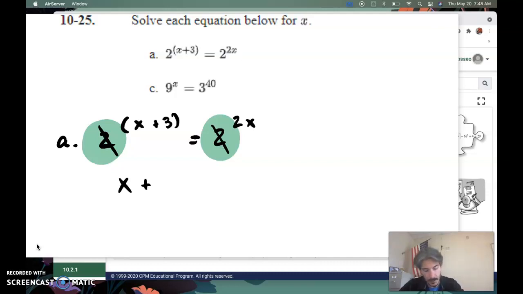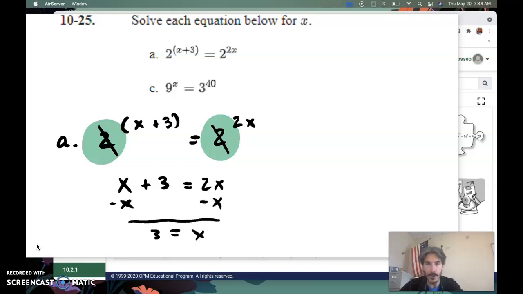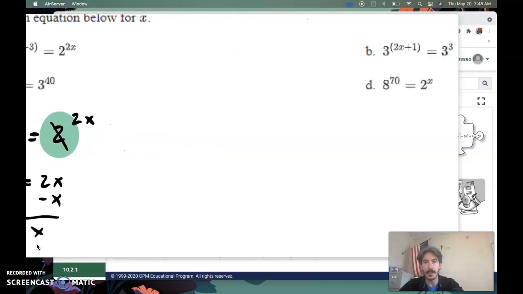Okay, so I get x plus 3 equals 2x, and now I'm just simply going to subtract the x from both sides, and I get x equals 3, and there's my solution for A. All right, I'm going to keep on keeping on.